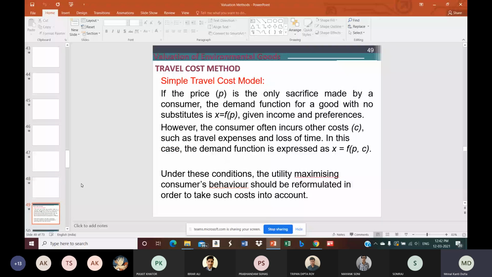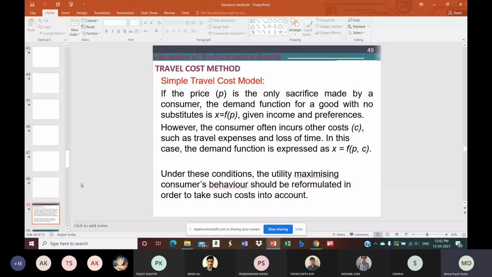So some models are given here. A simple travel cost model. You can look into the slide. For example, let us assume that the price is the only sacrifice made by the consumer. In that case, the demand function for a good with no substitute will be given as X, which is a function of price. X is the quantity or amount, and price is the price of that service or commodity. Other things, for example income and preferences, are considered to be constant.